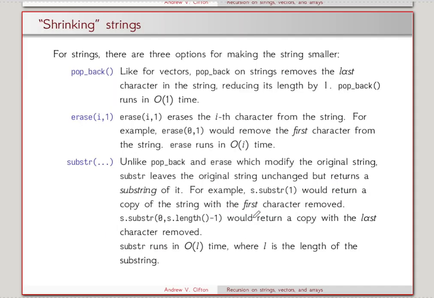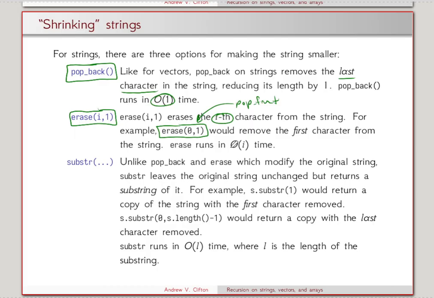So let's look at this in the context of strings. For shrinking, we can do a pop back. Just like vectors, strings have a pop back operation that removes the last character of the string. And that runs in constant time, so that's nice. We could use erase on the string. This particular form of erase, some index comma 1, will erase the ith character, just one character at a time. So for example, we could do erase 0, 1, and that would basically be equivalent to a pop front. That would erase the first character.